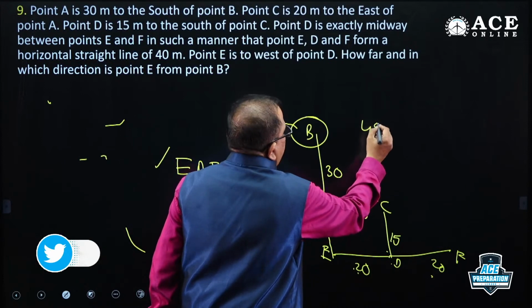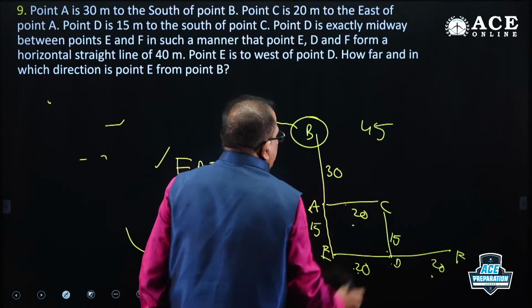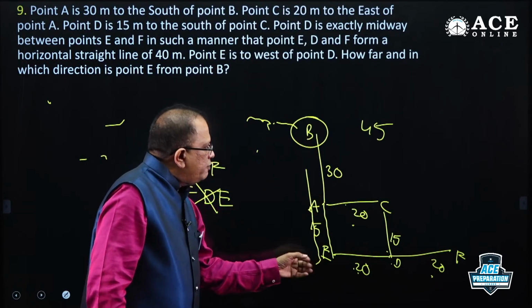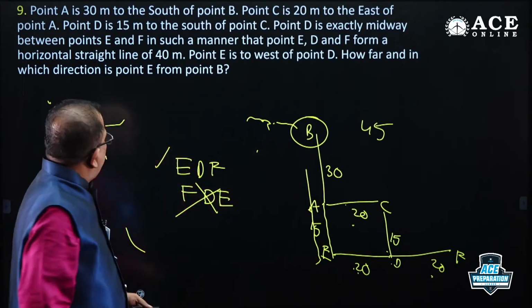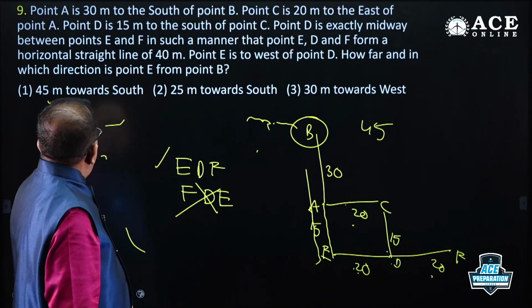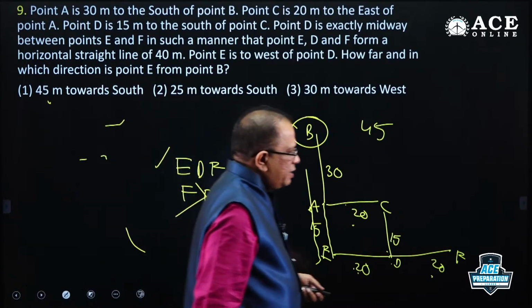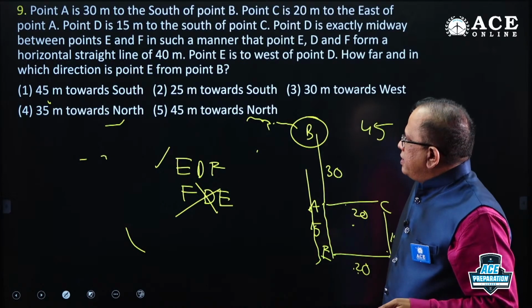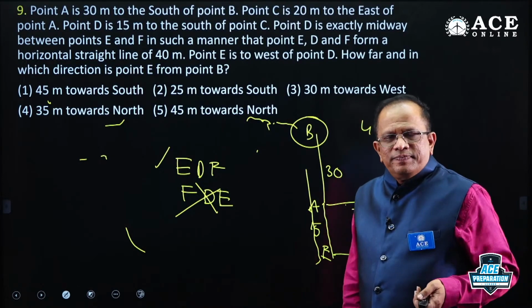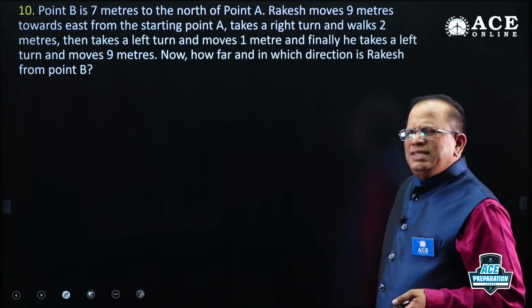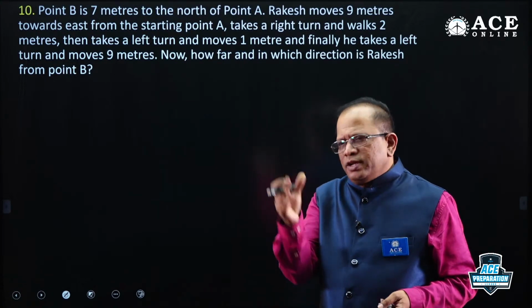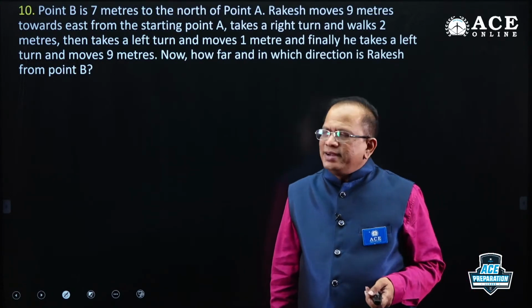So where is E with respect to B? 45 meters. And which direction? E is towards south of B. That is what you need to pick up. 45 meters towards south. That is the answer. Okay. Fine. Is it clear? We see some more questions. Questions are long, they look long, but when you start solving, you can solve it within no time, right?